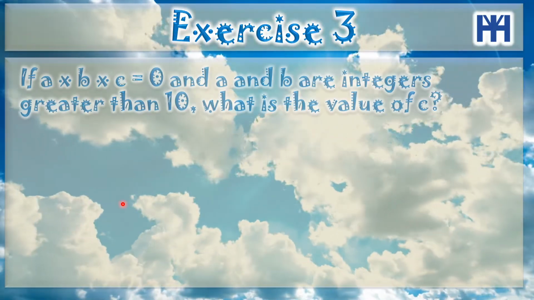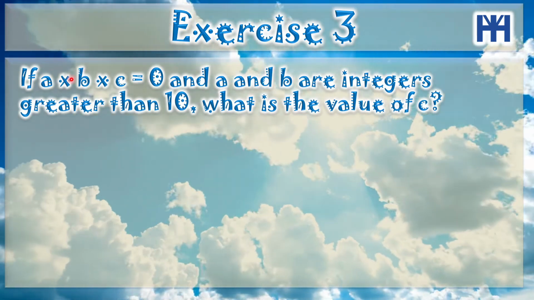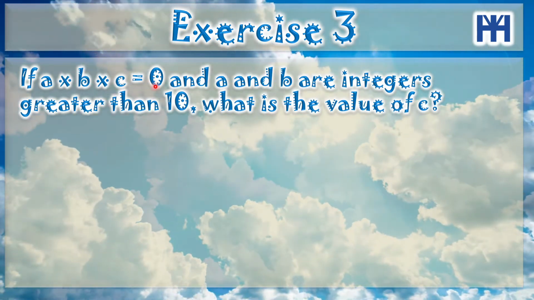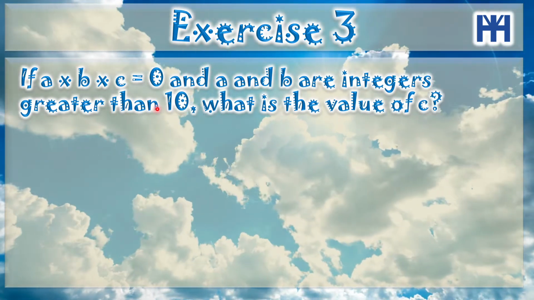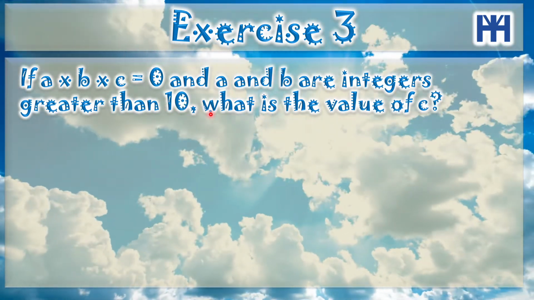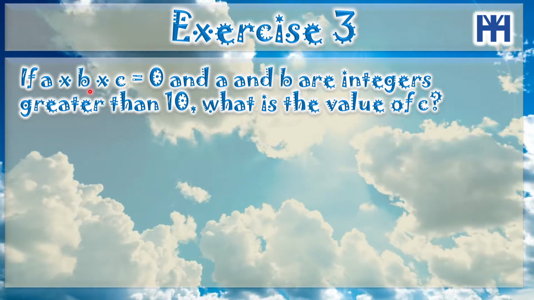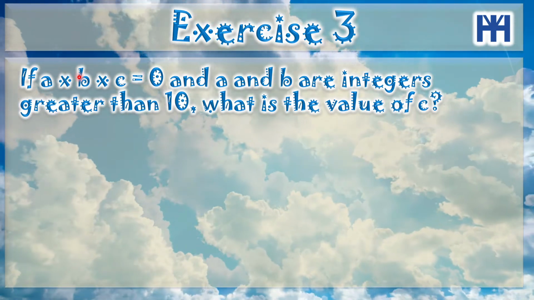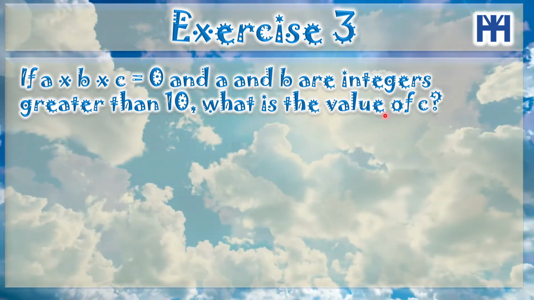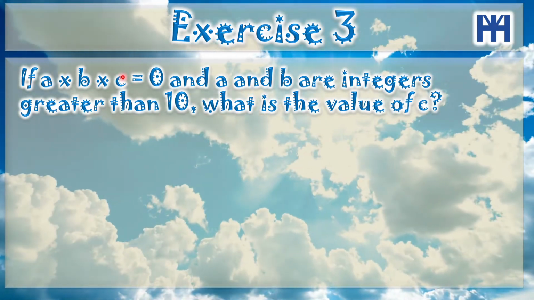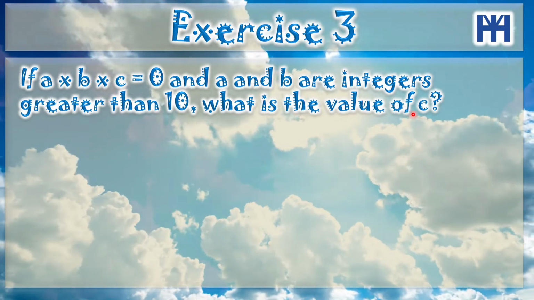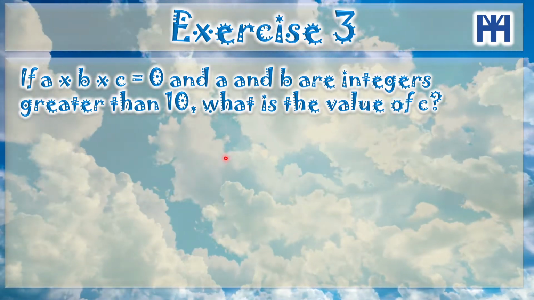Exercise 3. If A multiplied by B multiplied by C equals 0, and A and B are integers greater than 10. Okay, so we know A and B are not 0. So if A and B are not 0, what is the value of C? Okay, the only thing that we can multiply by A and B to make them 0 is 0. So the only value possible for C is 0.